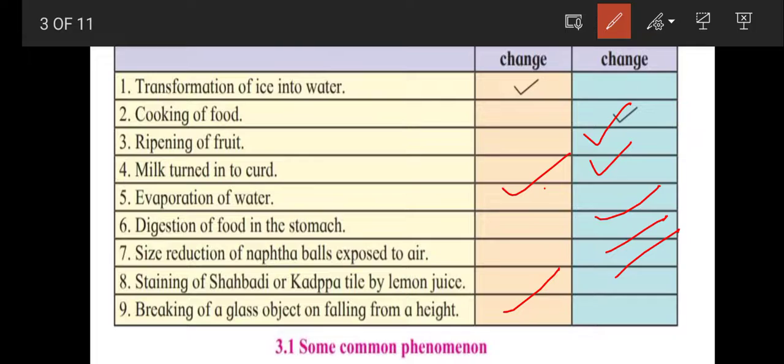So here they gave one table and they are saying that it is distributed into the physical change and the chemical change. So in this way, whenever only state is changed, that time it is the physical change, and whenever there is a change in the chemical composition, that time it is known as the chemical change. So I hope you understood the difference between the physical change and the chemical change.